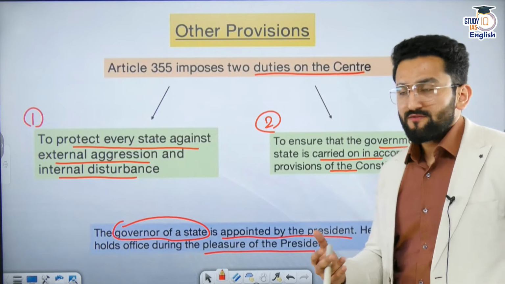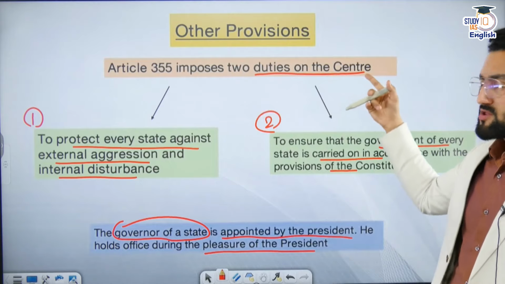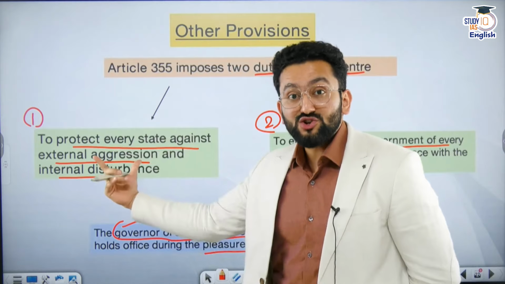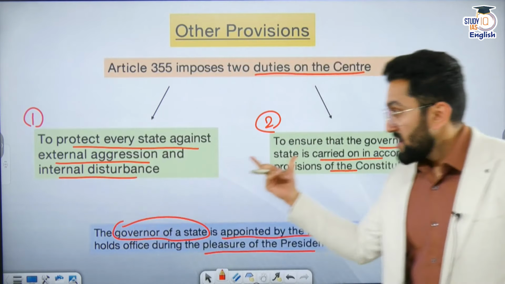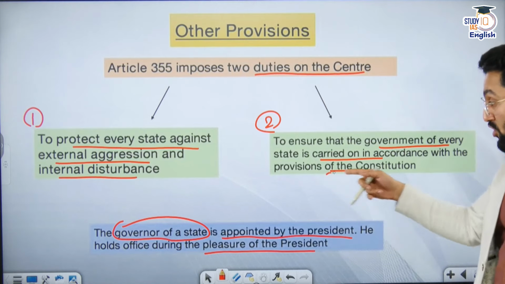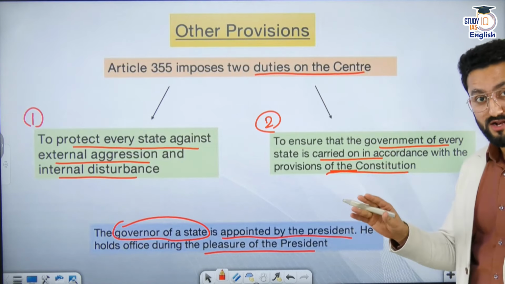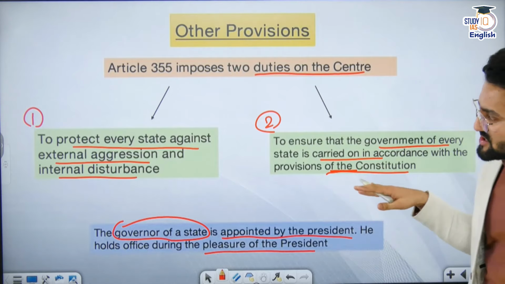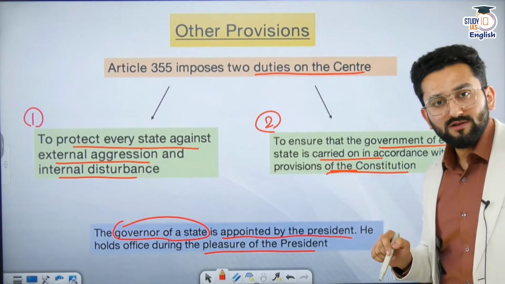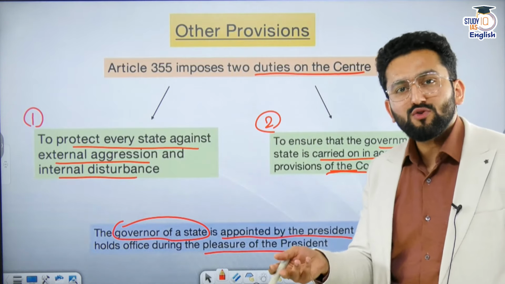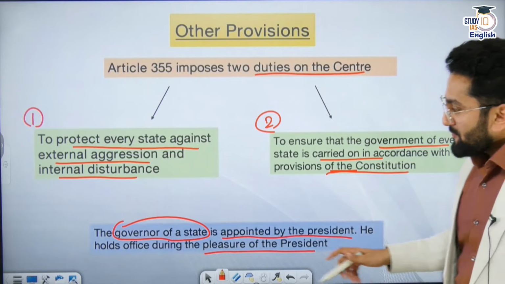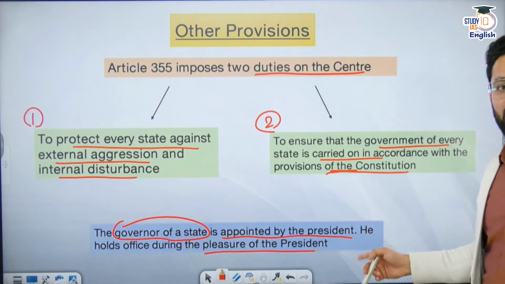Now some other provisions. For example, Article 355 imposes duties on the center. Two duties. Number one, you have to protect the state from external aggression and internal disturbance. Second, you have to ensure that the state is being run through the constitution, meaning provisions of the constitution are protected. Now don't you think, actually, these are the actual grounds on which Article 356 is imposed. Article 356 is used and President's rule is imposed, saying the state is not being run as per provisions of the Constitution, right?